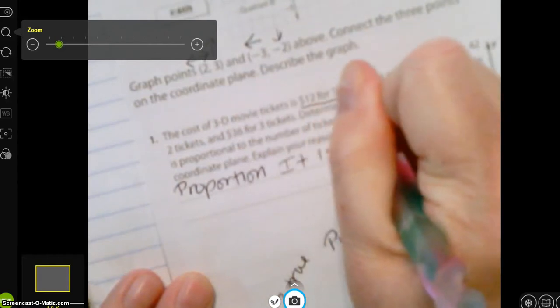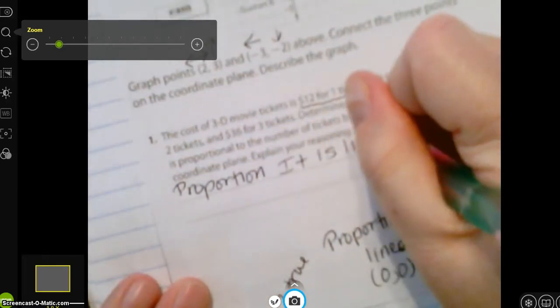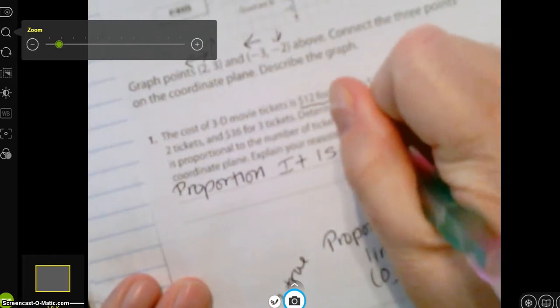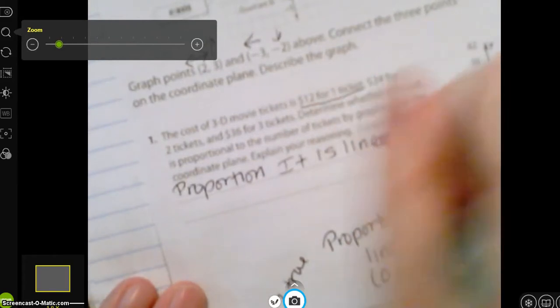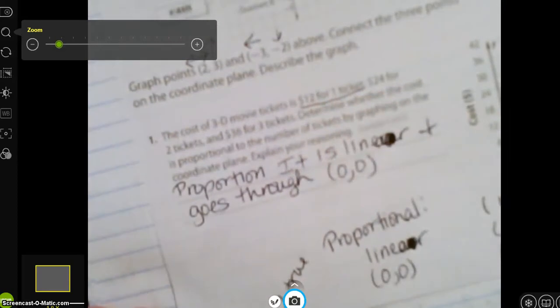Why? It is linear. I cannot write this word today for some reason. I'm wanting to put an extra letter in it. Linear, and goes through, and then right here you can put the origin, or you can put it goes through 0, 0. Okay? And that's it, guys. If it's straight and goes through 0, 0, then it's linear. Okay?